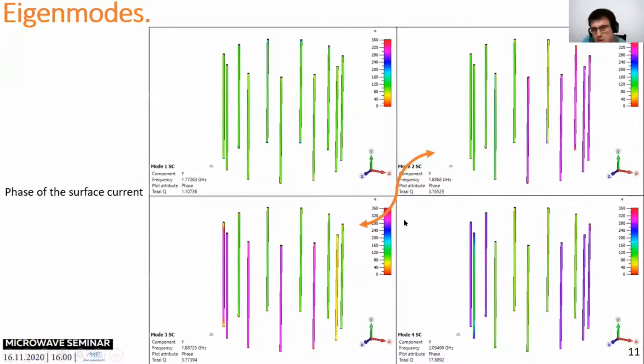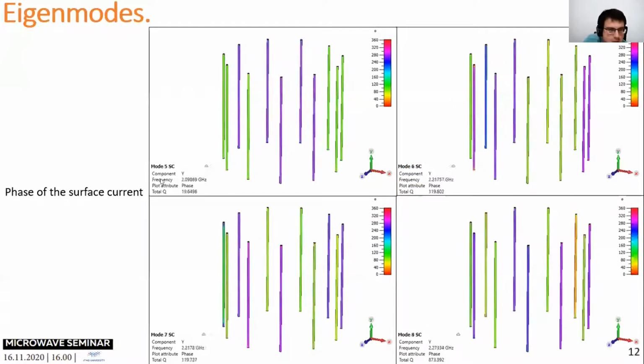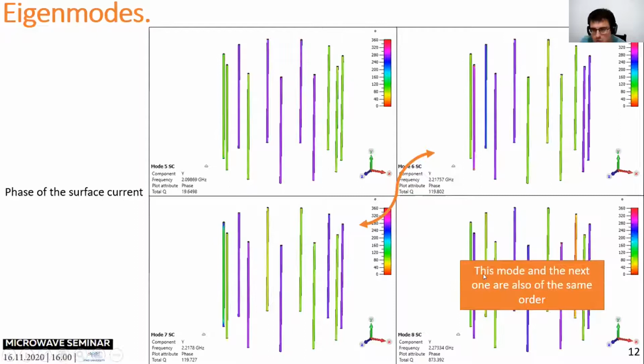And all this story continues up to mode 11, I think. So mode 4 is the same as mode 5, and the same we can see here for mode 6 and mode 7. But again, please note that the quality factor of the resonance mode is going up. Now it is 20, then it is 100, the next one will be 1000, and the number of turnings of the wire current direction also goes up.